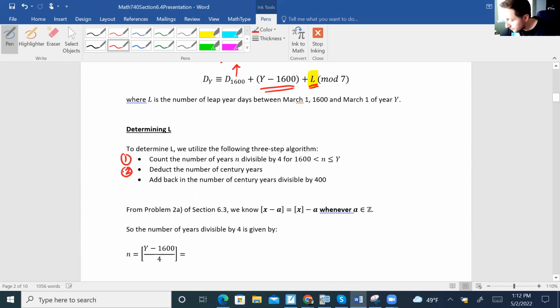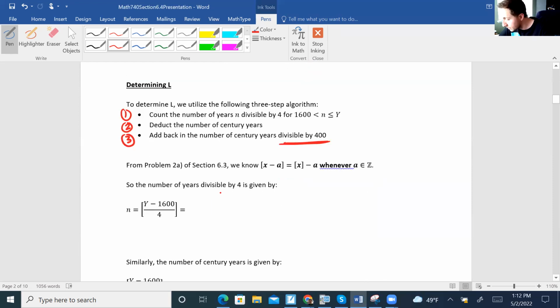Second thing we're going to do, we're going to deduct the number of century years, but then we have to remember some of those century years actually are leap years. So we have to add back in the number of century years that are leap years. And from the previous slide, we saw that means they have to be divisible by 400. So we have 3 computations that we need to do.